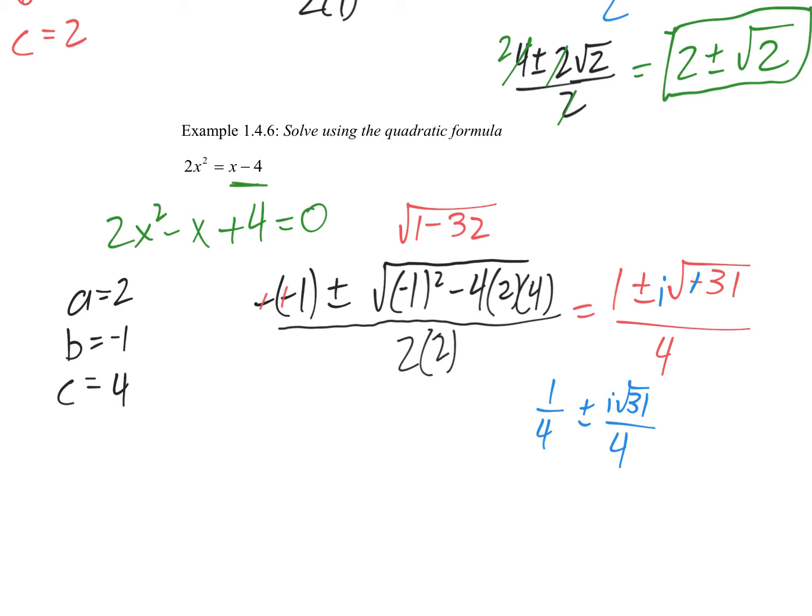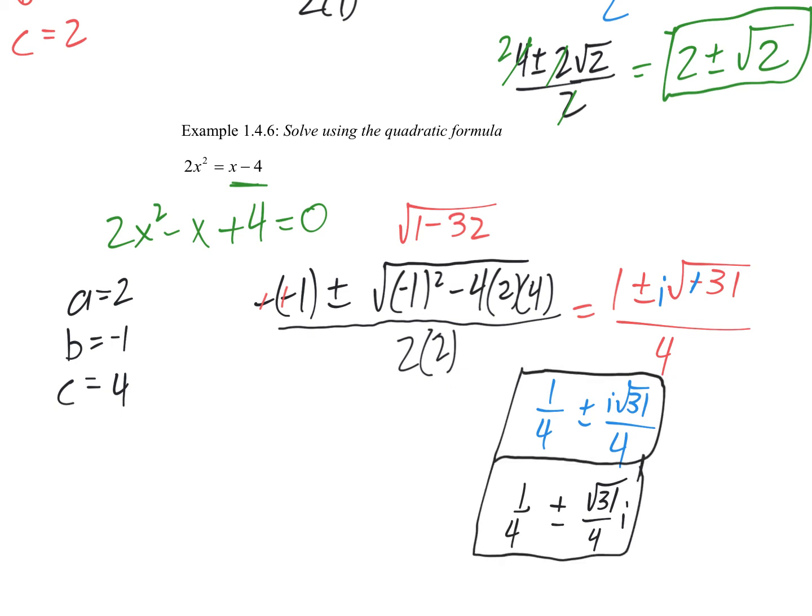And again, you might see it also, instead of this, written as root 31 over 4i. And that is the same thing. Both of these are the exact same value. They're just written slightly differently.